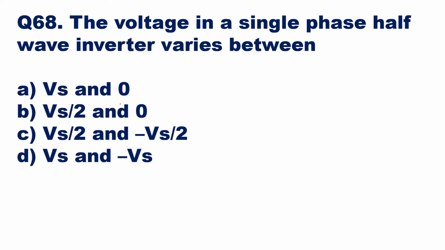Then we'll go to question number 68. The voltage in a single phase half wave inverter varies from. So as we know, the output waveform of a half wave inverter, that is the half bridge inverter. So here you can see the output waveform as we have shown earlier.